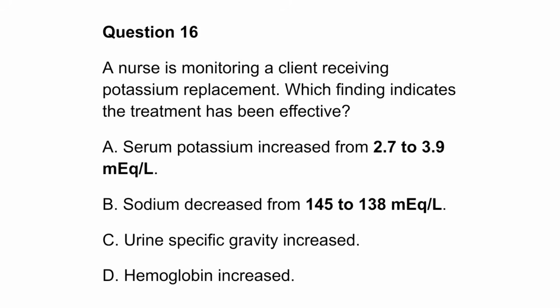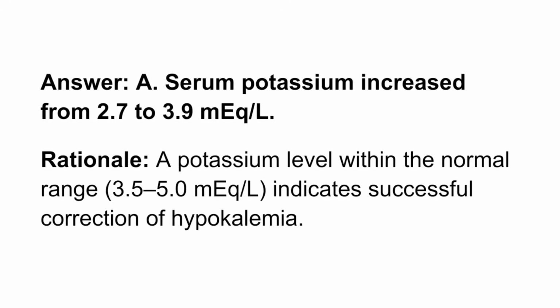Question 16. A nurse is monitoring a client receiving potassium replacement. Which finding indicates the treatment has been effective? A. Serum potassium increased from 2.7 to 3.9 milliequivalent/L. B. Sodium decreased from 145 to 138 milliequivalent/L. C. Urine specific gravity increased. D. Hemoglobin increased. Answer: A. Serum potassium increased from 2.7 to 3.9 milliequivalent/L.